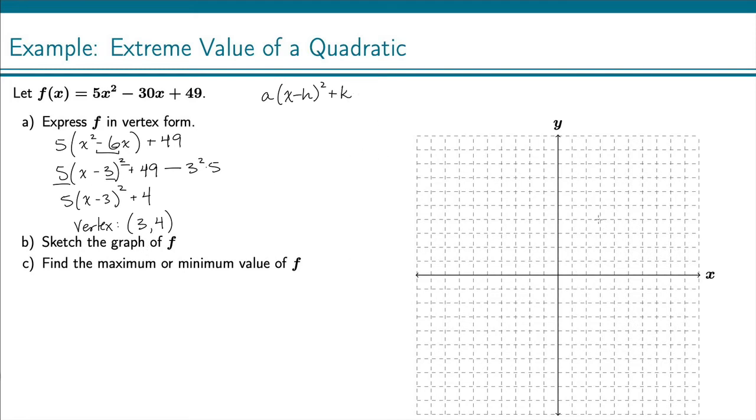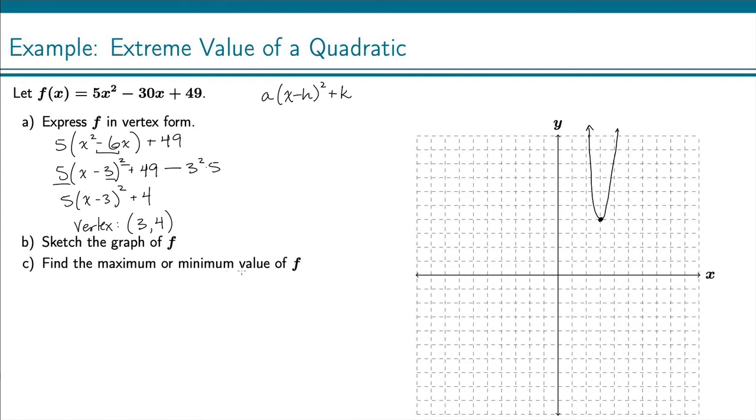If I wanted to graph this, I can draw my point at (3, 4). A is positive, it's a positive number, and so I know that I'm opening upward. We can be careful about this and say it's going to be pretty steep because 5 is really a big number. And so we've got a parabola like this.